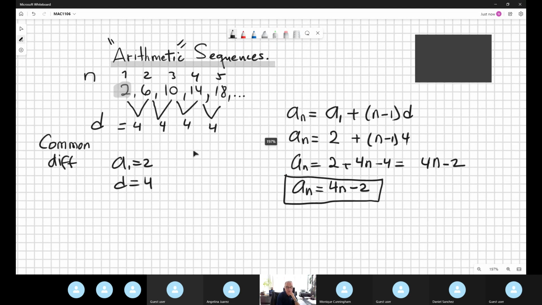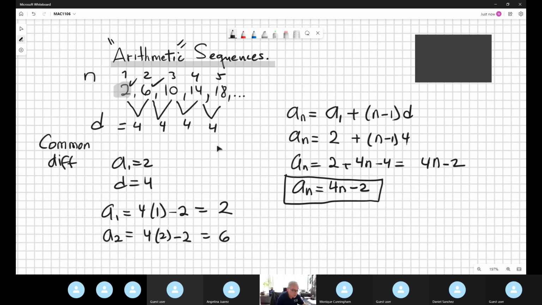Let me check it, to see if it's good or no. Suppose n equals 1. The formula says 4 times 1, because n is 1, minus 2. 4 times 1 is 4, and 4 minus 2 is 2. Okay, cool. The second is 4 times 2, because n now is 2, minus 2. It's 8 minus 2 is 6. Bam! Do you understand very well? Yes or no? Yes, Professor. It's easy.